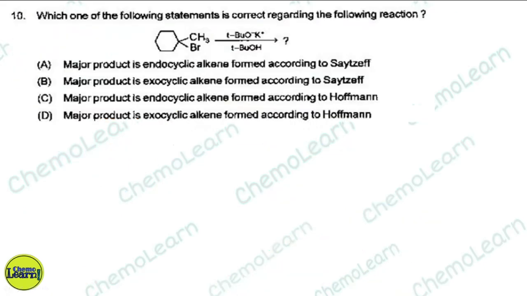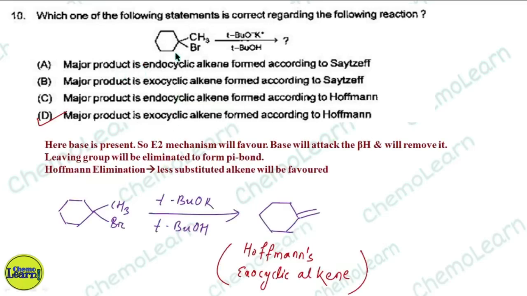Next is, which one of the following statements is correct regarding the following reaction? Okay, we are given with one reactant and reagent, and you have to find out the product, and you have to check out these options. So if you complete the reaction, see, you have one tertiary butoxide ion, that is base.